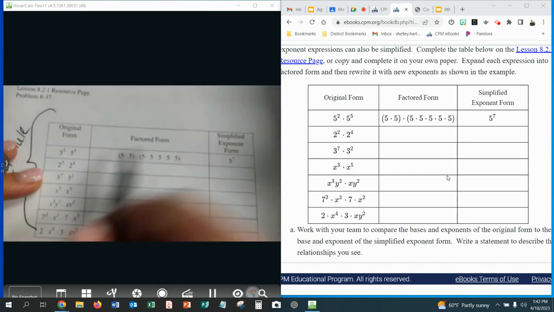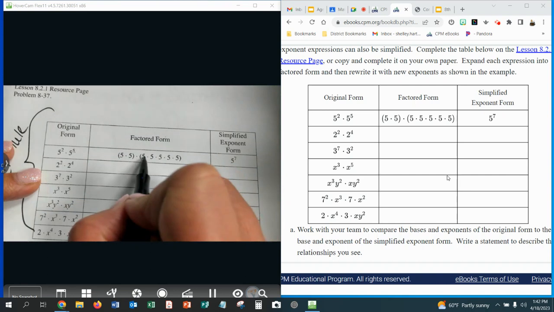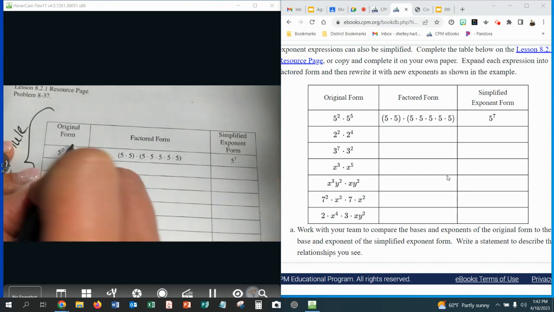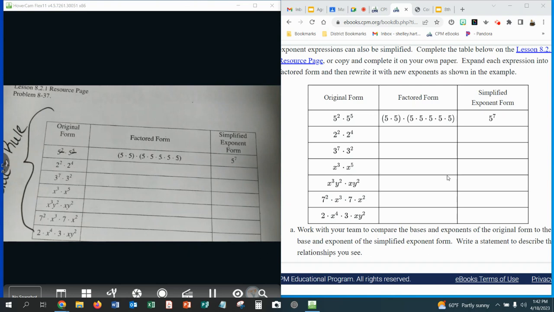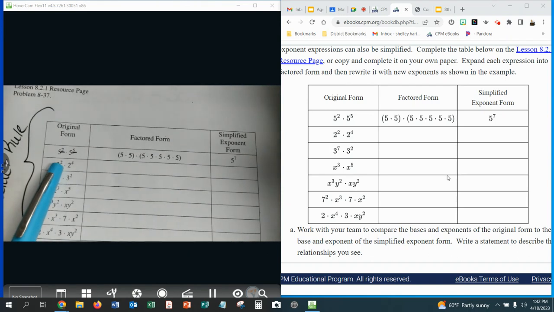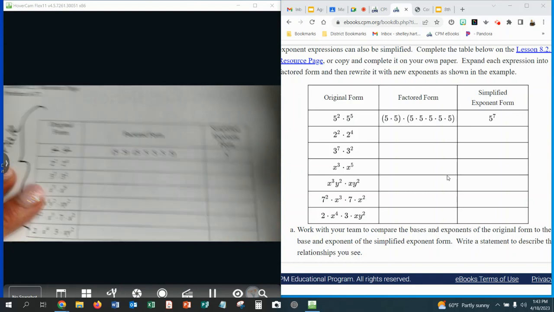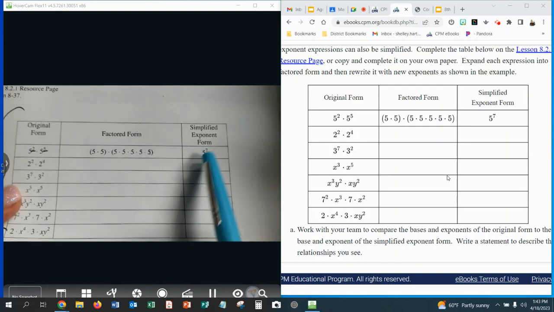Right, we've got 5 times 5, which is 5 squared, and then 5 times 5, which is 1, 2, 3, 4, 5. And remember, these guys add up, 2 plus 5. When they're multiplied, remember, they add the exponent. So if you look, they have the 5 to the 7th power here.